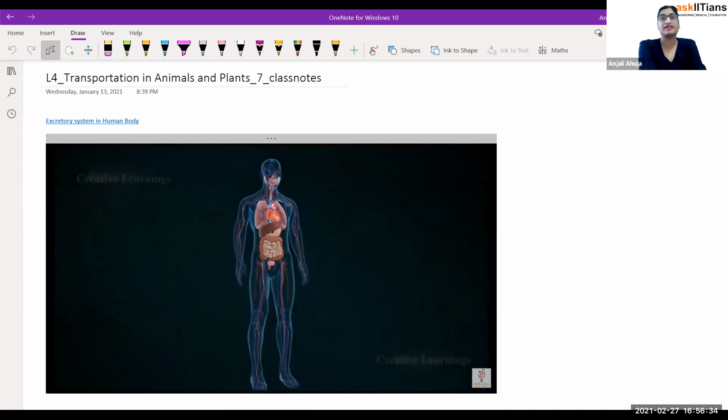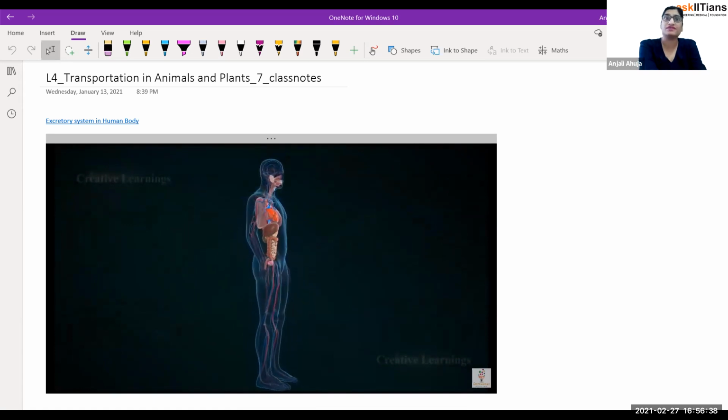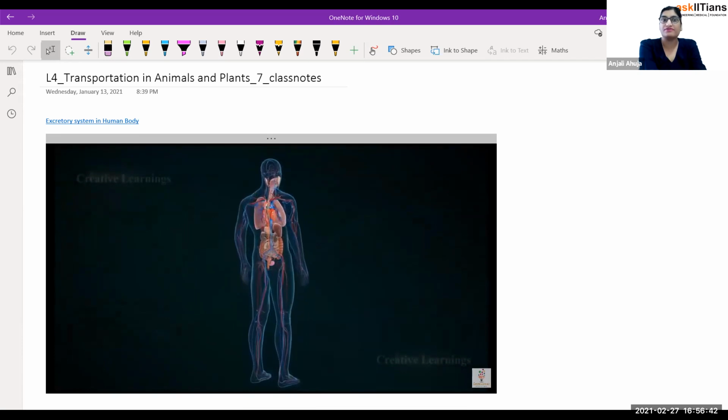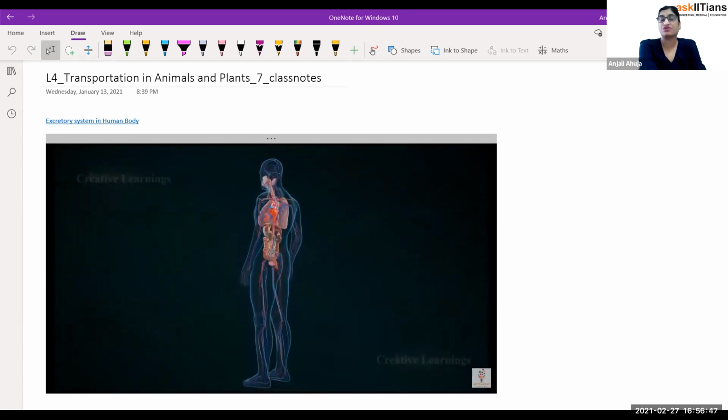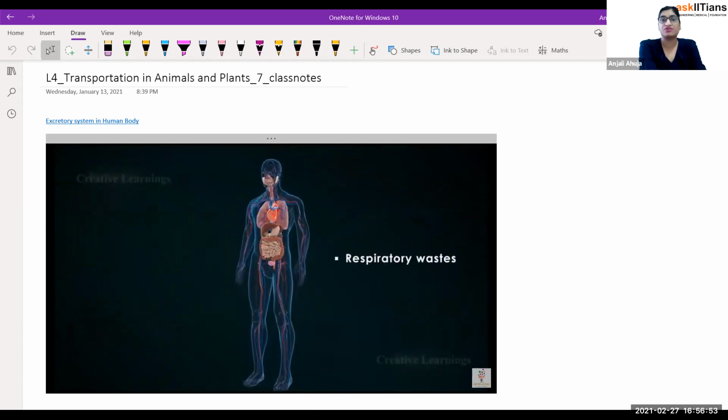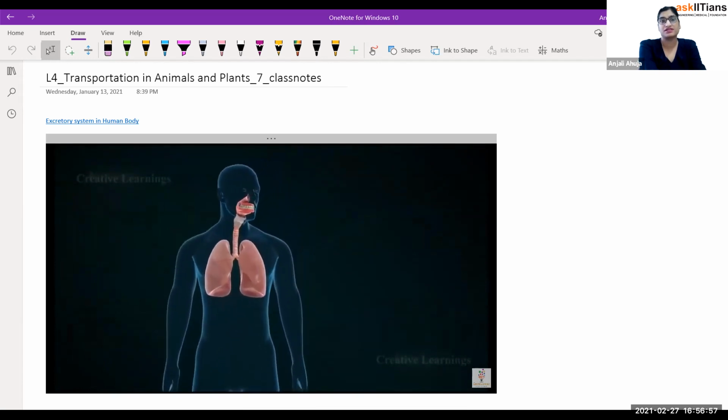Homeostasis means maintaining the balance of everything inside the body. If I'm saying temperature is being maintained, that's homeostasis of temperature. If I'm saying the circulation of the blood is being maintained in the body, that is homeostasis of circulation. In this video, it is showing all the blood vessels moving in the body, and in the center, the lungs and digestive system are present.